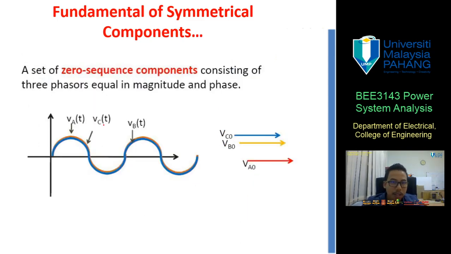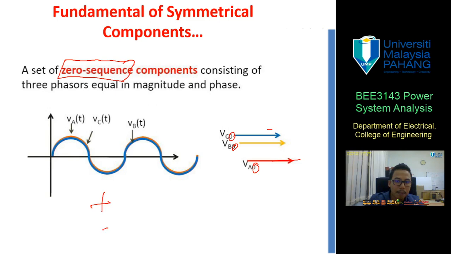Next is the set of zero sequence components, consisting of three phases equal in magnitude and phase. This means all phases are in the same direction with the same magnitude, and there is no phase difference. So we mark them as 0, 0, and 0, all in parallel. Again, positive is number 1. Sorry for my bad handwriting. Negative is number 2.